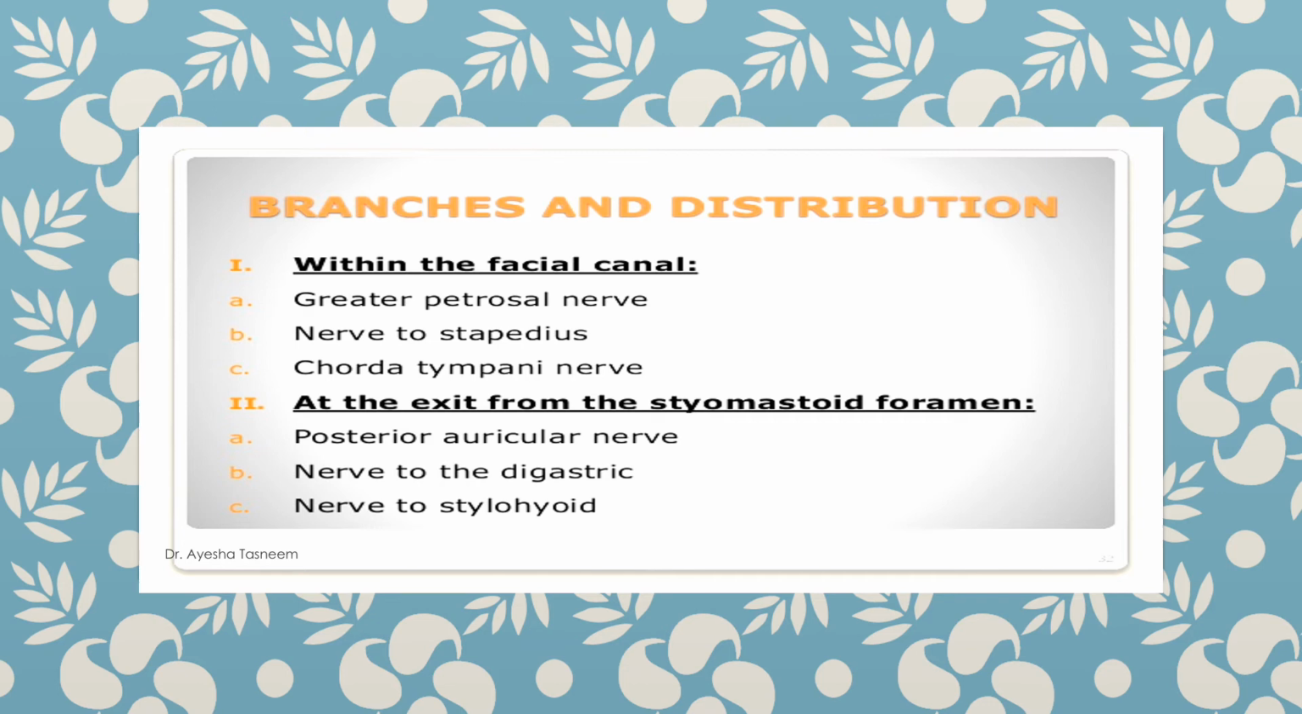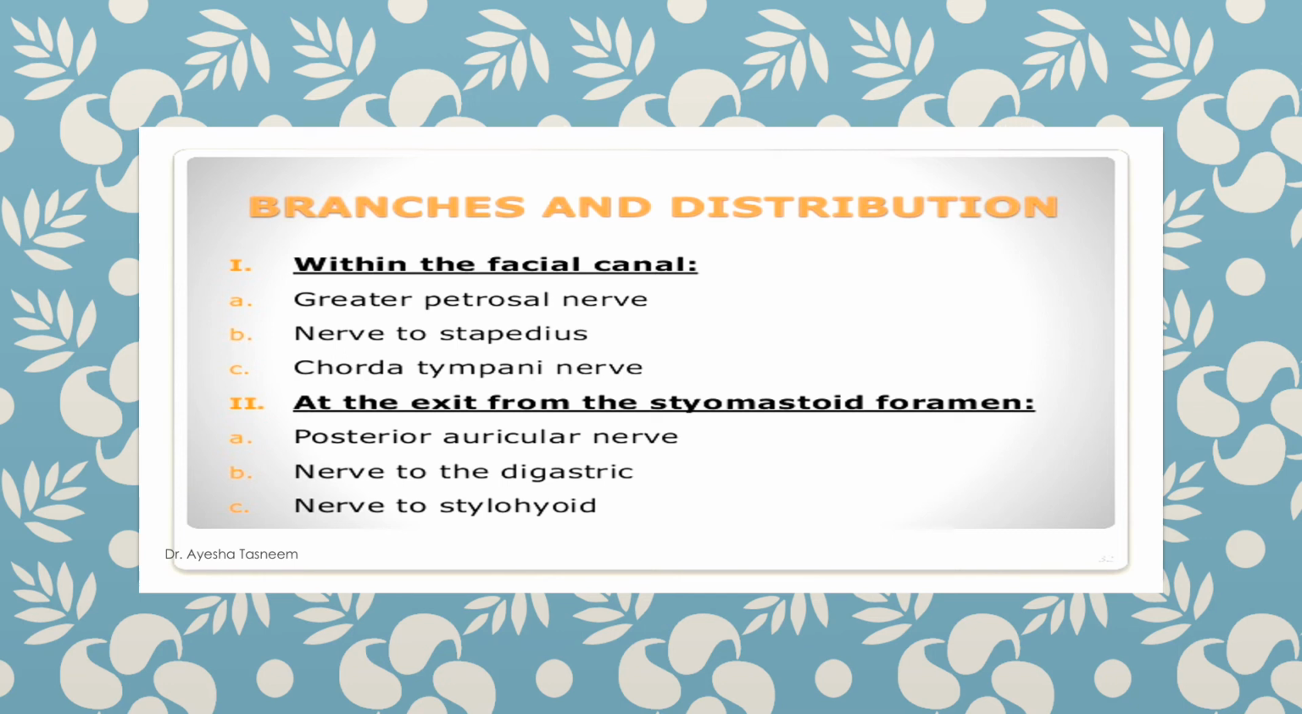The second nerve is the nerve to stapedius. It arises opposite the pyramid of middle ear and supplies the stapedius muscle. This muscle is meant for damping the excessive vibrations of the stapes caused by high-pitched sounds.